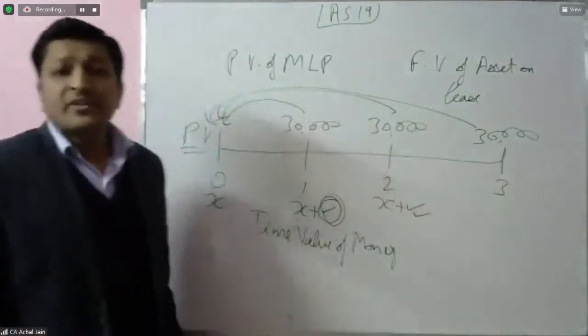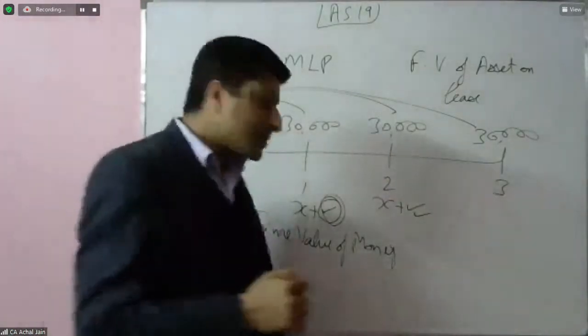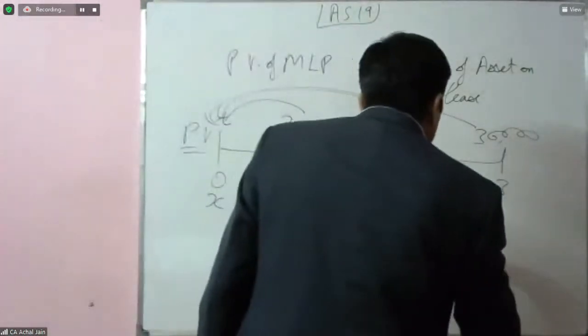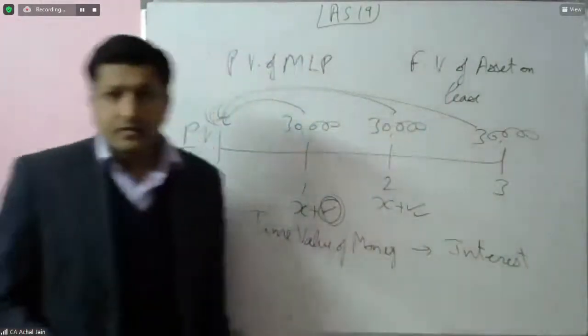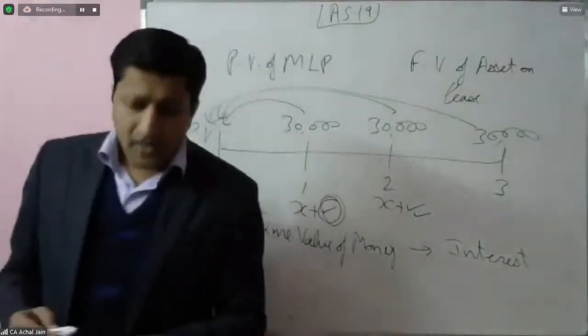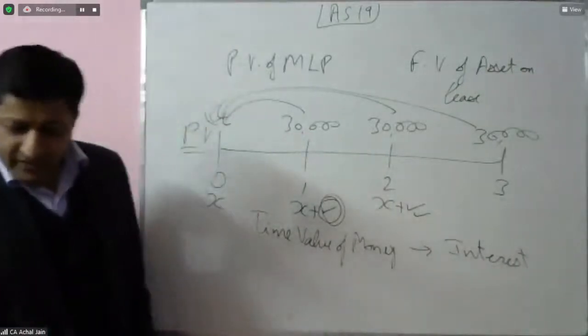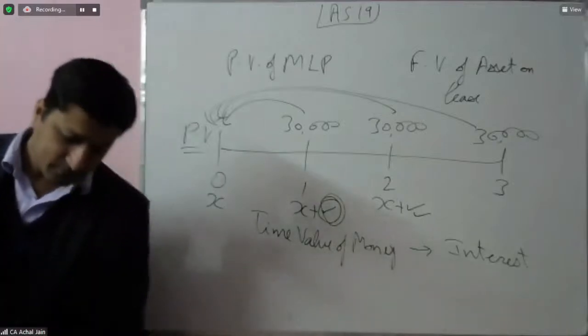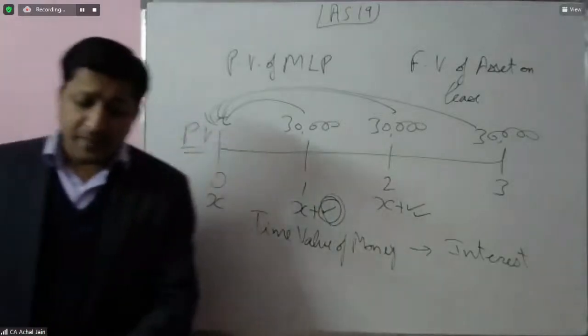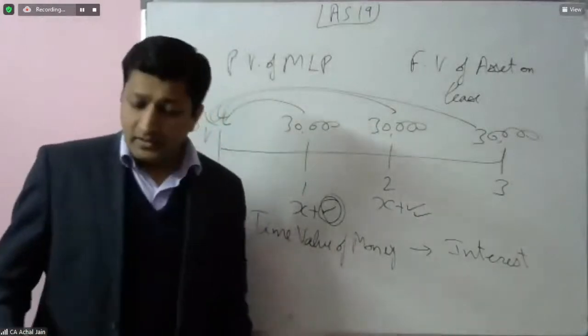Or in other words, we can say it's the interest. What is time value of money? That is nothing but the interest. Correct? So that is the time value of money. This is something which we have understood.